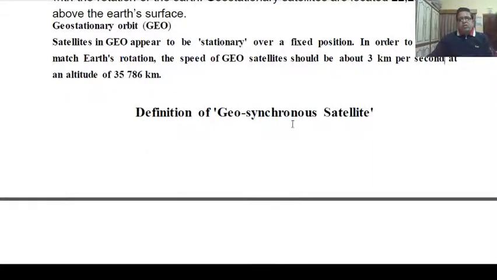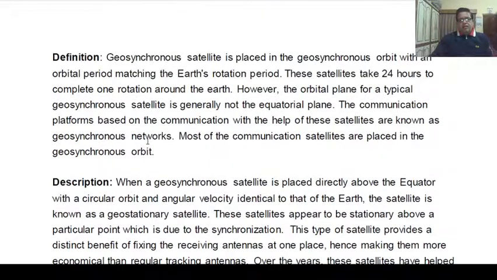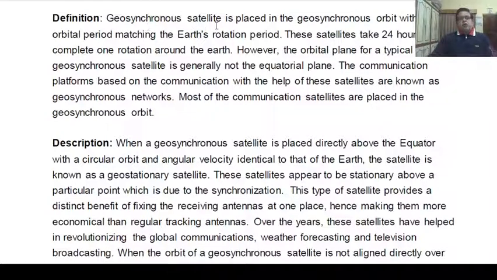Definition of geosynchronous satellite. A geosynchronous satellite is a satellite placed in geosynchronous orbit. These are two different terms: this is the orbit and this is the satellite.